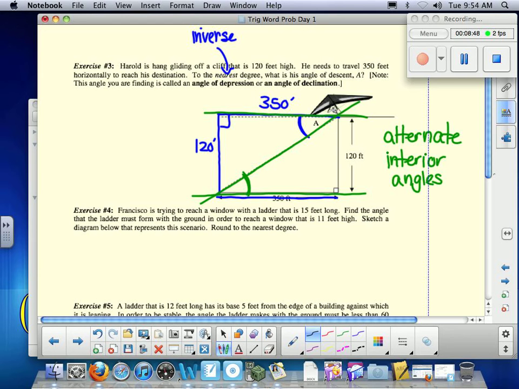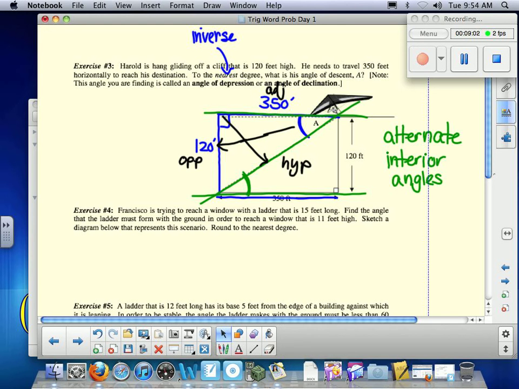Okay, so I gotta label a triangle here. This is my angle, so this is the side opposite. This is my hypotenuse, and this is my adjacent. What trig function are we using? Opposite and adjacent would be tangent. Very nice.